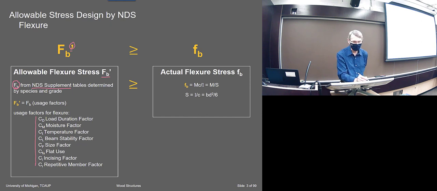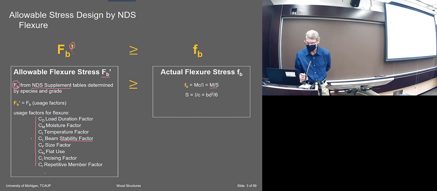So we include the factors, and the actual has to be less than what's allowed, right? And the actual is just M over S. It doesn't include any stability calculation or anything. That's all wrapped up in the factors. So these are all the factors that apply for bending.